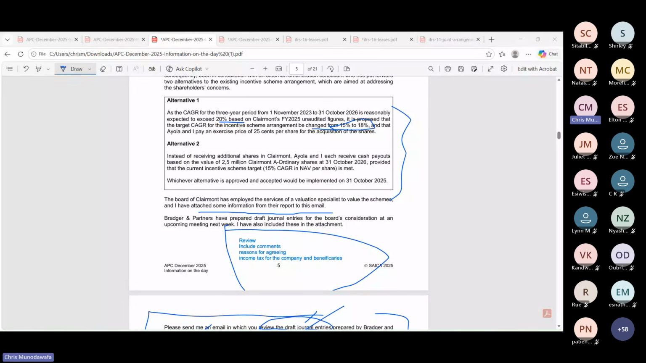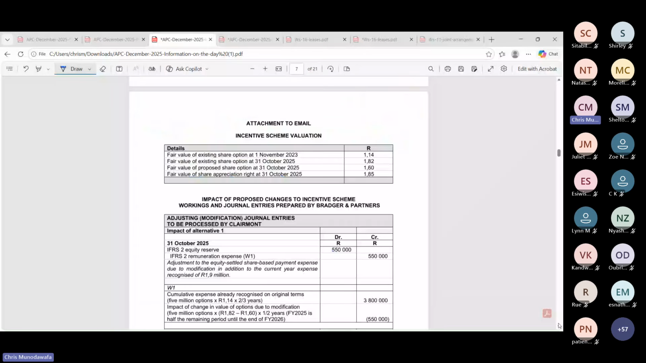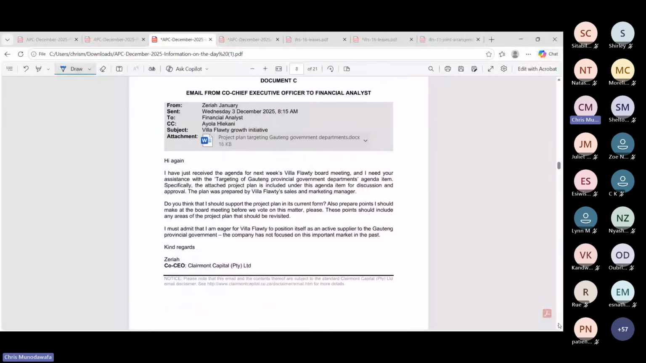Let's go to another one. Document C. I've just received the agenda for next week's Villa Flood board meeting, and I need your assistance with the targeting Gauteng government department agenda items specifically. The project plan is included under the agenda. The plan was prepared by the Villa Sales and Marketing Manager. Do you think that I should support the project plan in its current form? Also, prepare points I should make at the board meeting before we vote on this matter. These points should include any areas of the project that should be revisited.